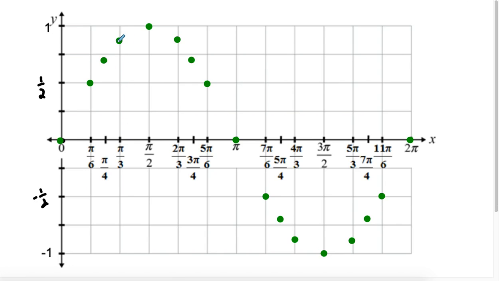Pi over 3, the y coordinate is the square root of 3 over 2. That's about 0.866. So that would fit in right about here. Okay, so to be as accurate as possible, this is what our graph should look like.